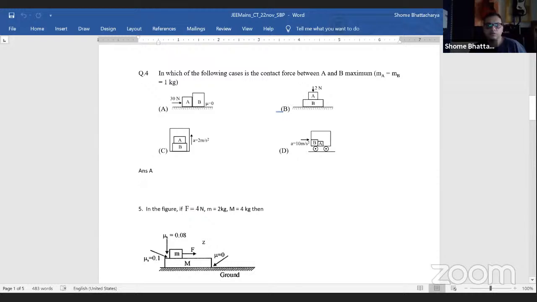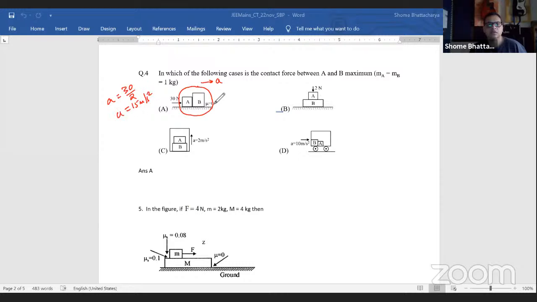Let's move on to fourth and fifth. Yeah, so in fourth, you have to just analyze the normal reaction between all the blocks. So you can see that mass of A is equal to mass of B. So for example, in this system, you can first make a combined FBD and find out the acceleration. So the acceleration will become how much? It will become the force you have applied, which is 30 newtons, divided by total mass. So that is 15 meters per second square.